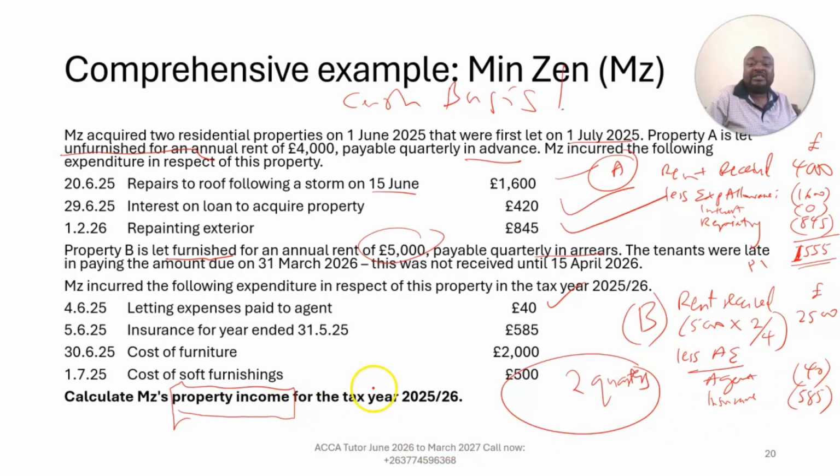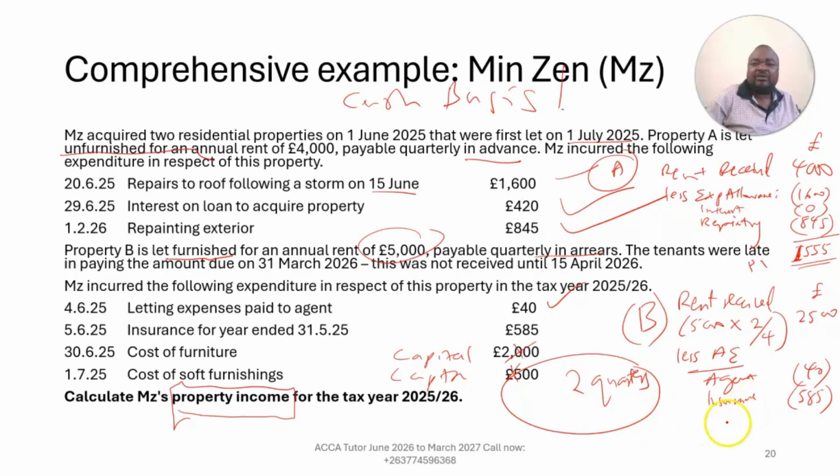The cost of furniture and the cost of soft furnishings, these are capital in nature. These are capital, so they're not allowed. This one again is capital, not allowed. And because they are relating to residential property, no capital allowances, those AIAs, are going to be available.